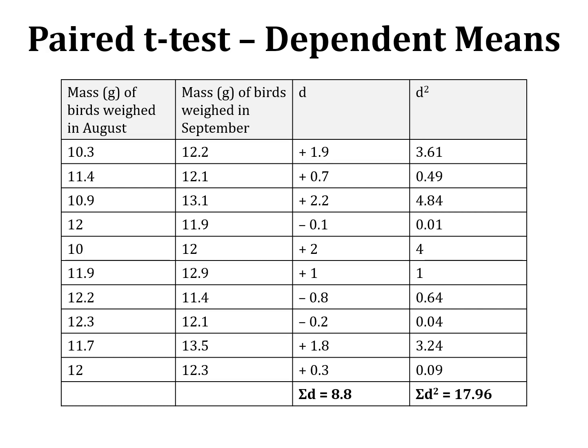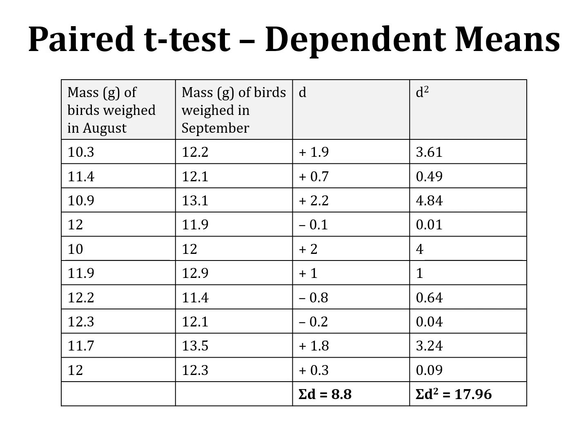So in the next column we have d square. So d square is the square of each of these d values. So 3.61 is the square of 1.9, 0.49 is the square of 0.7, 4.84 is the square of 2.2, and then 0.01 is the square of 0.1, then 4 is the square of 2, 1 is the square of plus 1, 0.64 is the square of 0.8, and 0.04 is the square of 0.2, 3.24 is the square of 1.8, and 0.09 is the square of 0.3. Now we take the sum of these squared values, and summation d square is 17.96. So now you see that these two values are different, right? Summation d is different and summation d square is different.